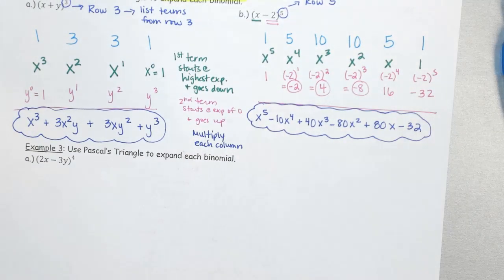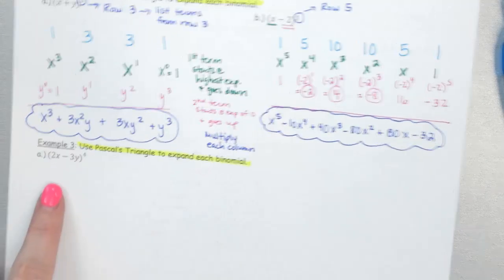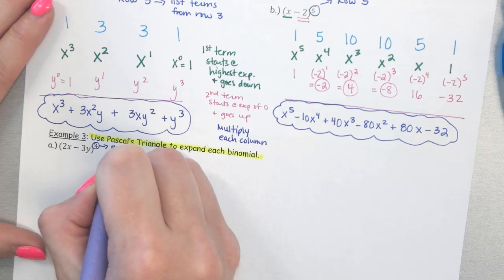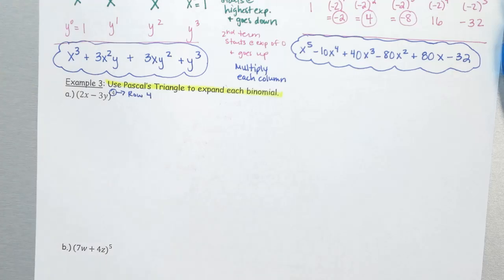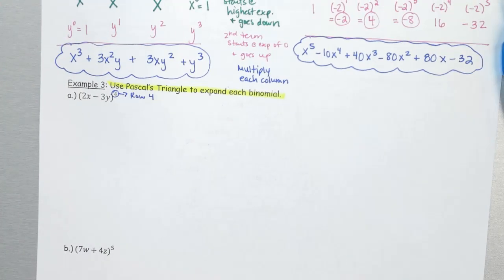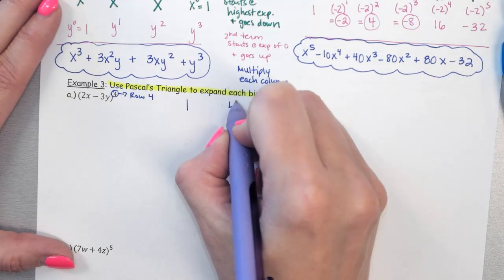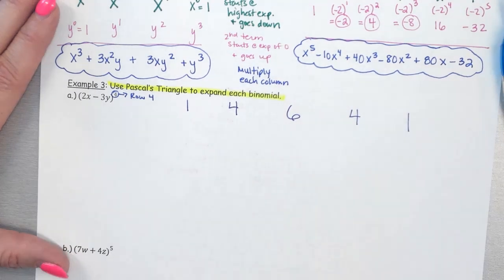Okay, so again, we're using Pascal's triangle to expand. But now we're going to have some coefficients with variables. So we're going to have to keep track of a few different things. Okay, so the first thing we're going to look at is row 4. And we're going to put those coefficients, and we're going to give ourselves a lot of room. So it's 1, 4, 6, 4, 1.